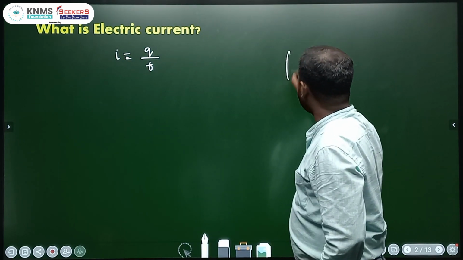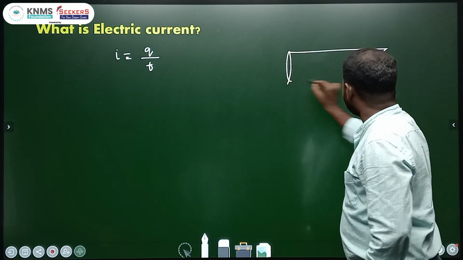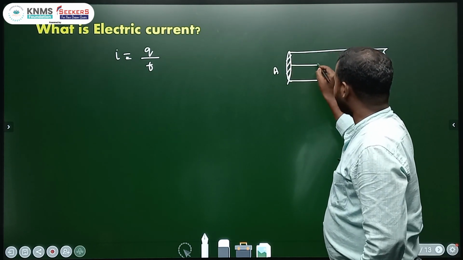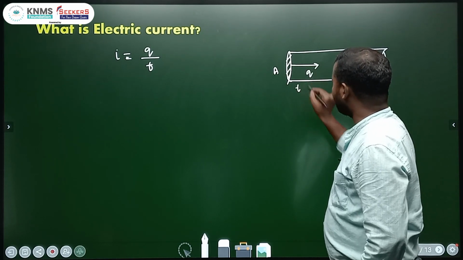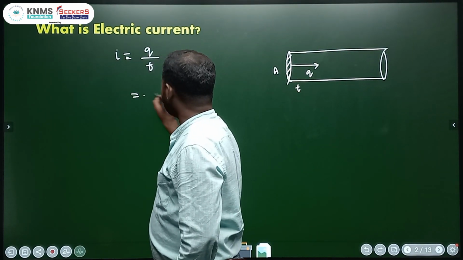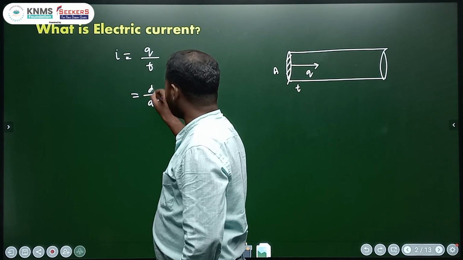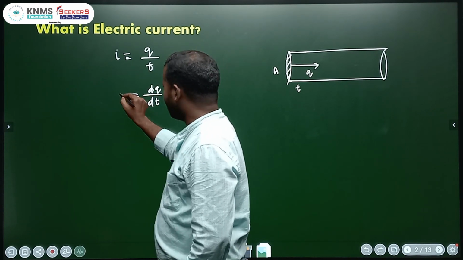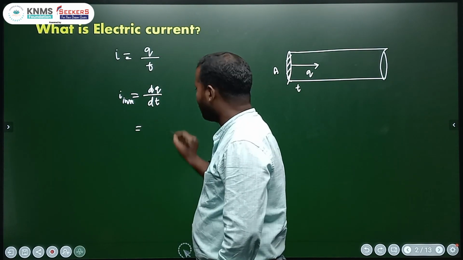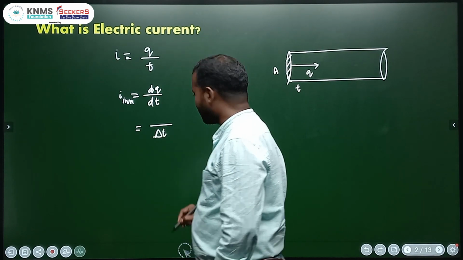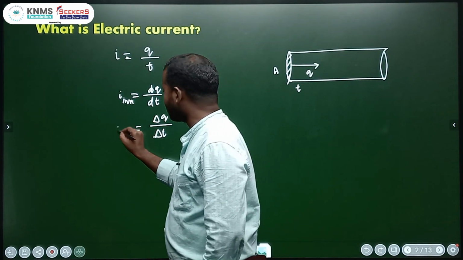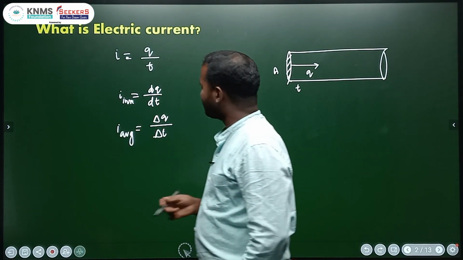For example, if you talk about a wire or a conductor whose cross sectional area is A, how much charge is flowing within this cross sectional area in a given time t is nothing but a current. If you are talking about a small amount of time dt, how much charge is flowing in that small amount of time is an instantaneous current. If you are talking about a large duration of time, delta t, within which delta q amount of charge is flowing through it, such current is known as average current. So this is about your electric current.